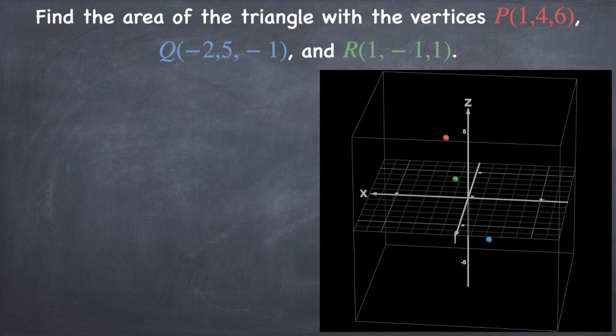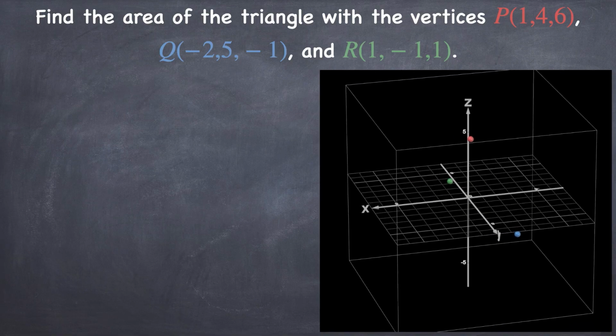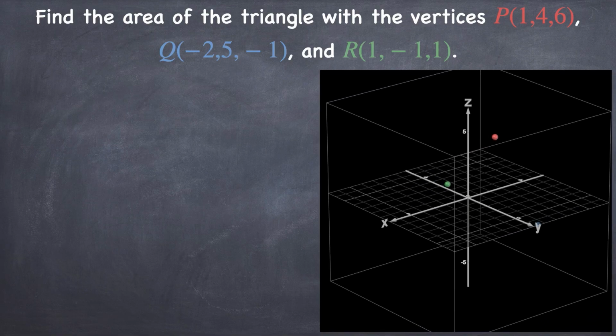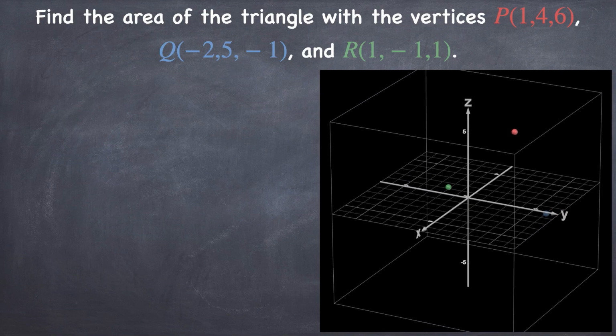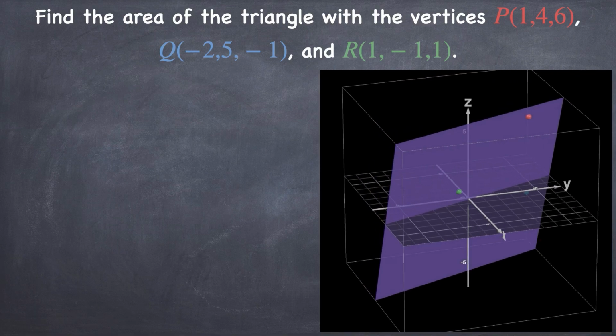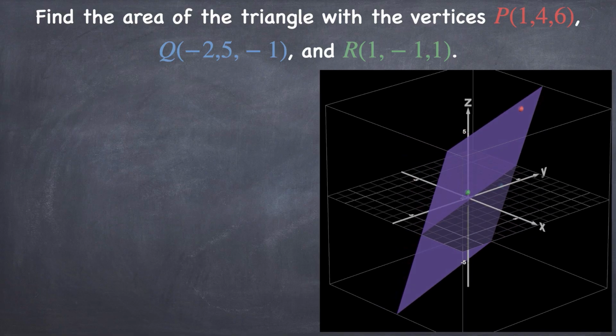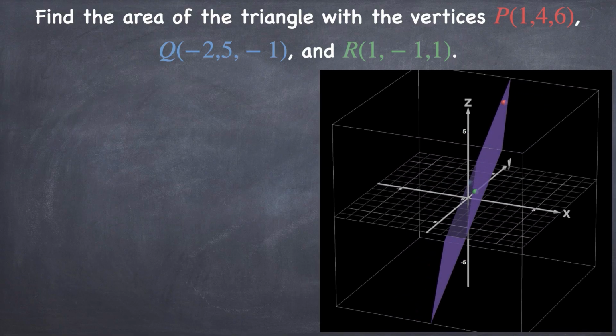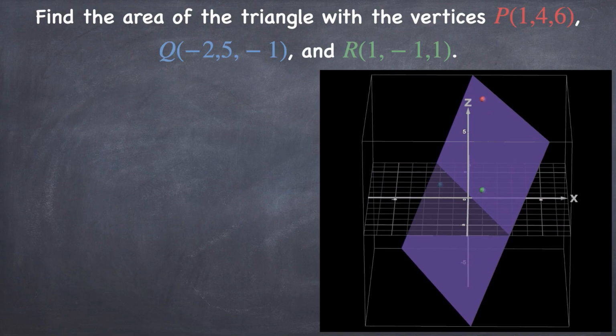Can we find the area enclosed by 3 different points in 3D space? And notably, these 3 points are going to be on the same plane. So the first thing to notice is whenever you have 3 points in 3D space, they have to be on the same plane. That's called being coplanar, and here we see that they're on the same plane.